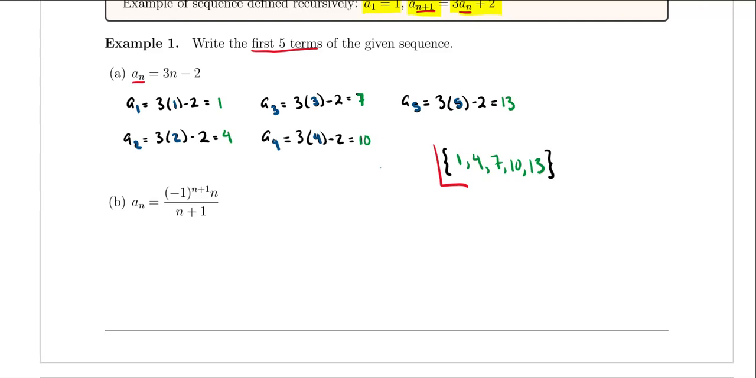It's looking a little bit more complicated than the first example that we tried, but it is the same type of process. We just let n be values from 1 to 5 and see what we get. Alright guys, I'll let you pause the video and let's see what we get.